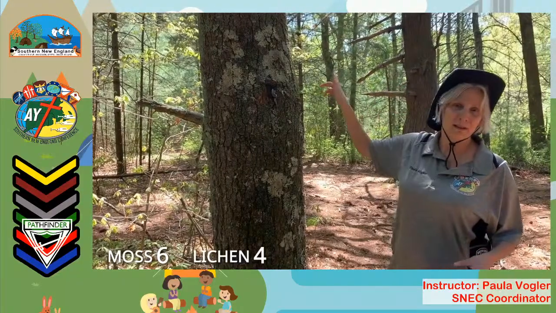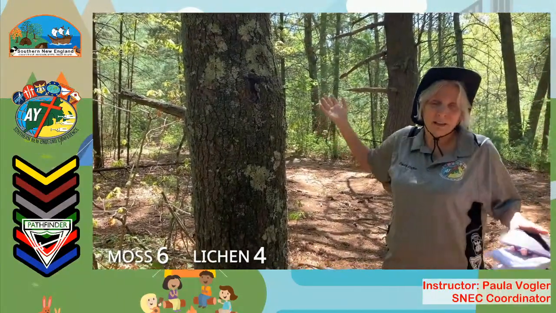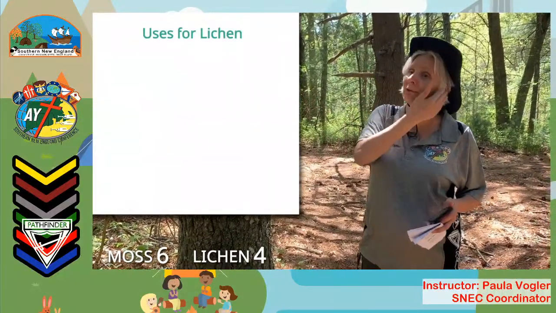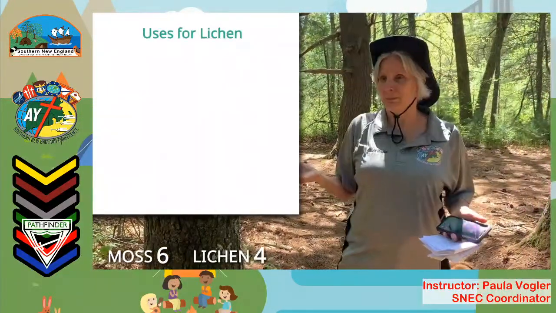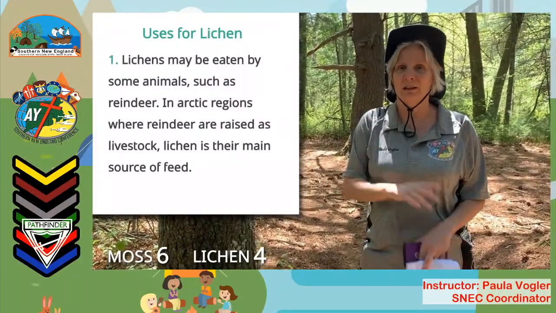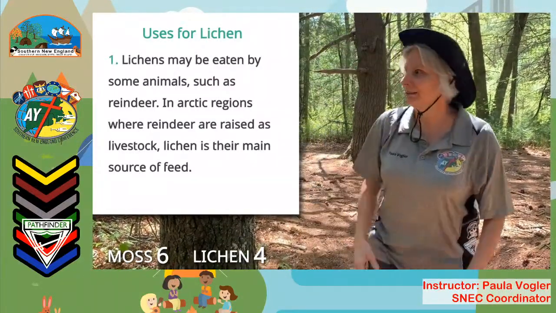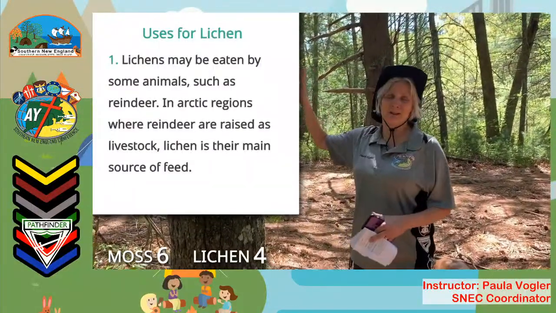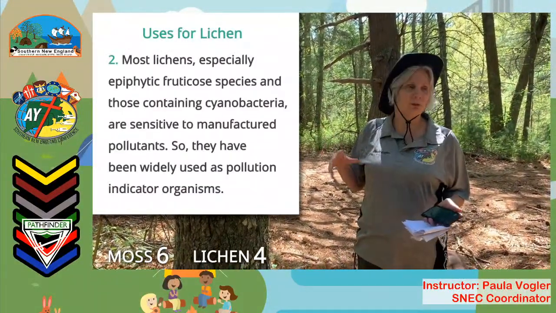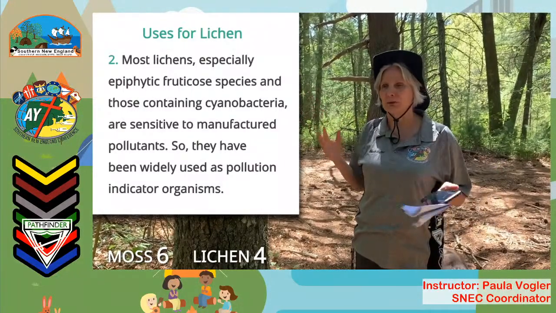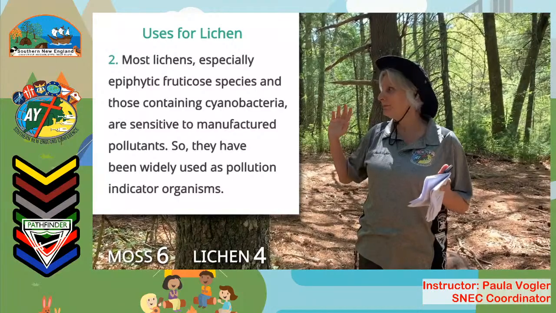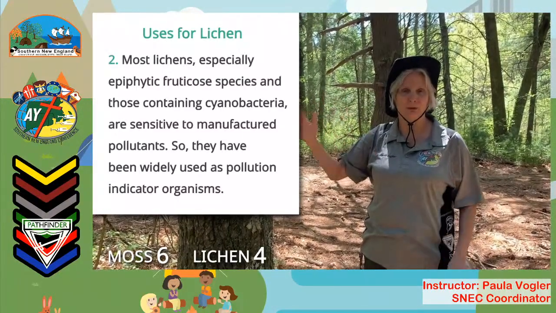So what do you think, are lichens even beneficial to us or to the environment? What do they do? There's a type called reindeer lichen. Why do you think it's called reindeer lichen? Because the reindeer like to eat it. There are other kinds of lichens that are sensitive to pollution, and so they're used as pollution indicators. Manufactured pollutants make them change color or even die. So people have used them to show where pollution might be.